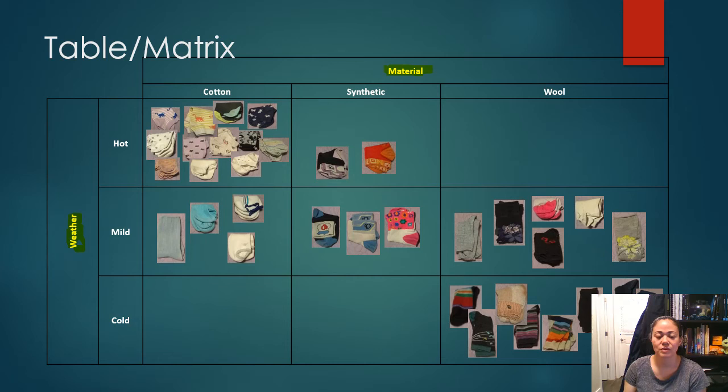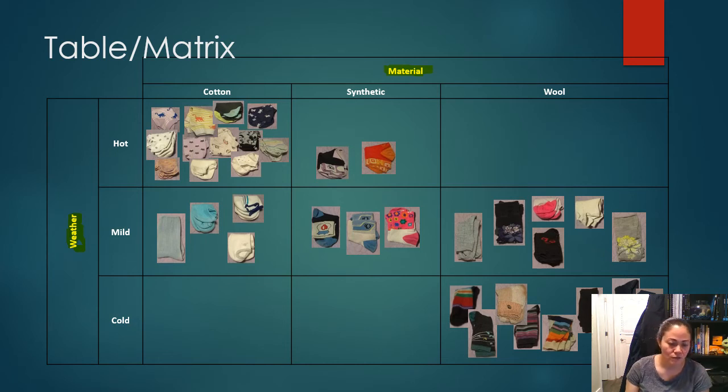So I started with 3 in that Venn diagram. Doing another characteristic makes it much more complex. Now I have 9 different boxes. And it also reveals some things about my socks, right? It shows for sure that all of my cotton socks get worn in warm or mild weather, and all of my wool socks get worn in mild or cold weather.